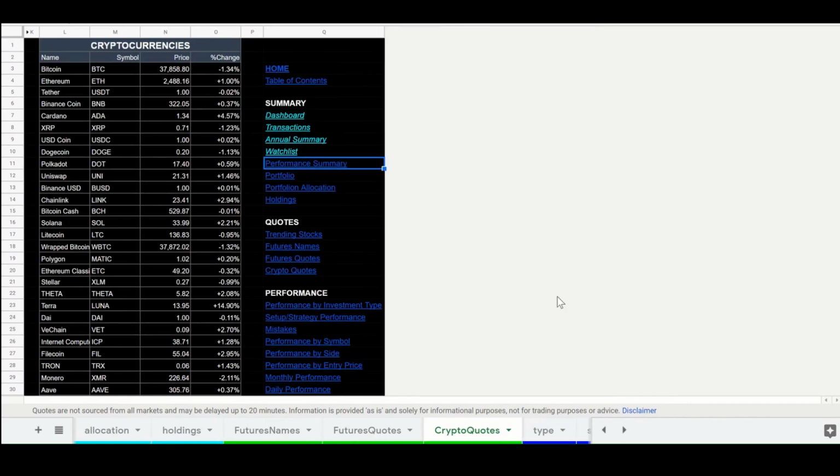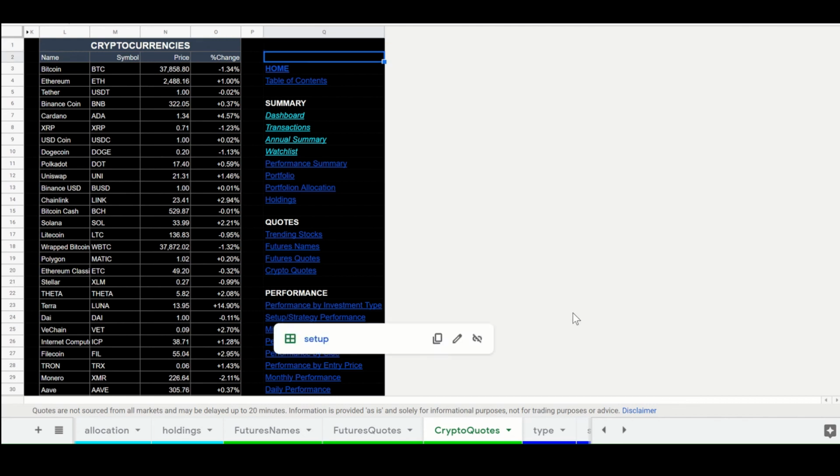Now crypto. For the crypto, you get the top 100. Again, it will show you in your transactions. If you trade other cryptos, you can just type that there. But these quotes will just show you the top 100. And I think that's it for this.